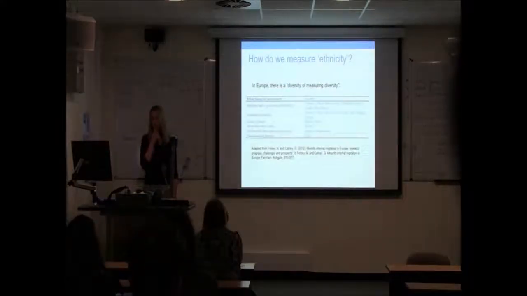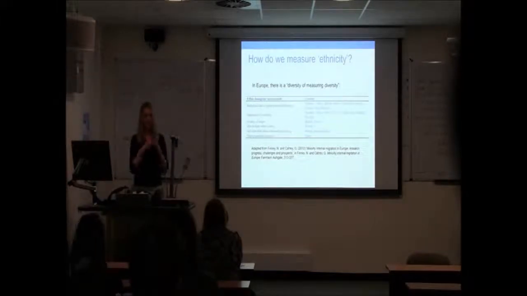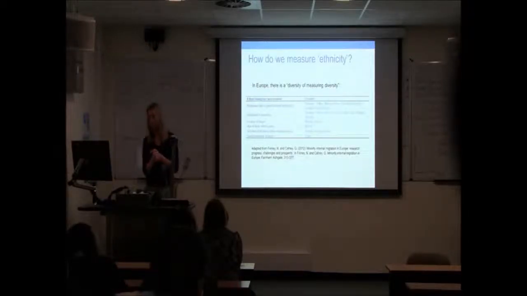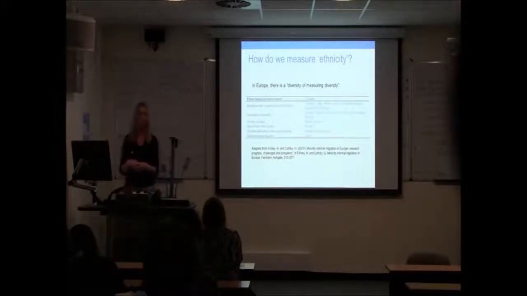So how do we measure ethnicity? If we want to look at something like segregation by ethnic group, then we need to think about how we actually get those data and how we think about how to measure ethnic group. I just co-edited a book with a colleague in Manchester, Nissa Finney, on minority internal migration in Europe. There was a series of chapters looking at minority internal movement within Europe, and at the end we collated all of those chapters and said, okay, how did the authors conceptualise ethnicity and actually use data on ethnicity? Where did those data come from? And as you can see, there's a diversity of measuring that diversity.